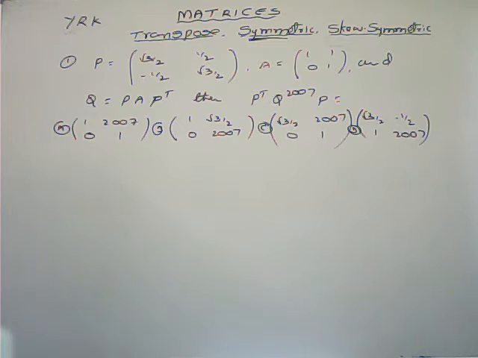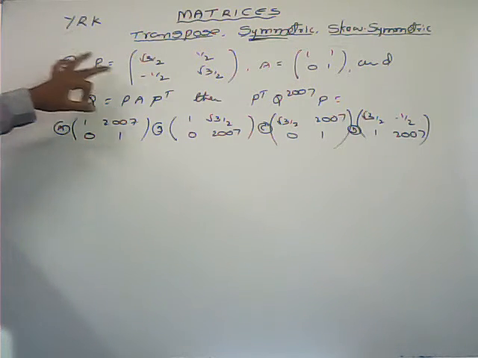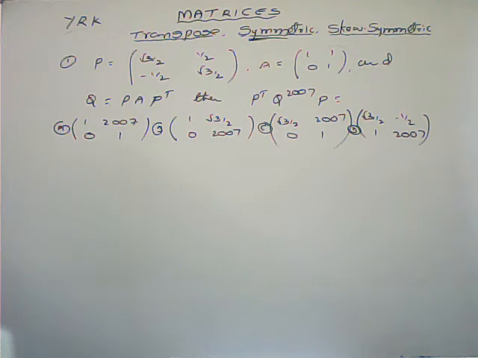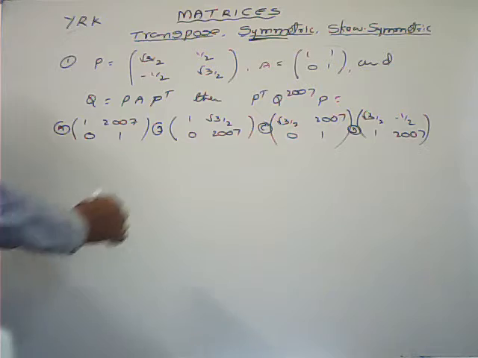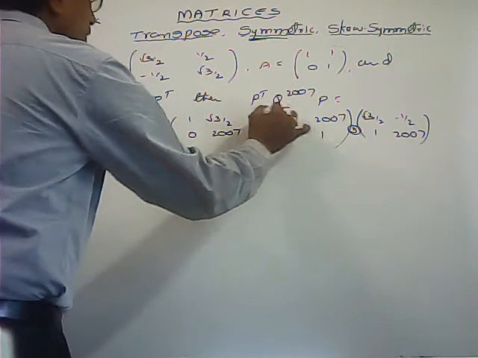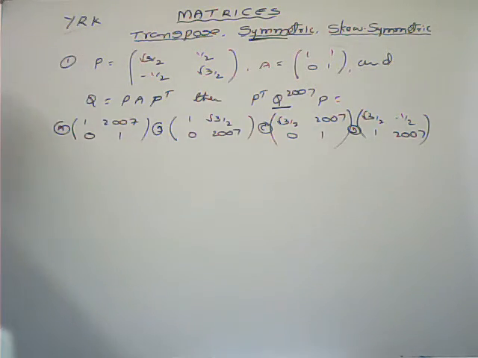Here, a previous Mains question also, this one. P is equal to [root 3 by 2, 1 by 2; minus 1 by 2, root 3 by 2], A is equal to [1 1; 0 1], and Q is equal to P A P transpose. Then P transpose Q power 2007 into P is equal to what? Now here you can observe one thing. Here we may get one relation. Here Q power 2007 is given and Q value is given.